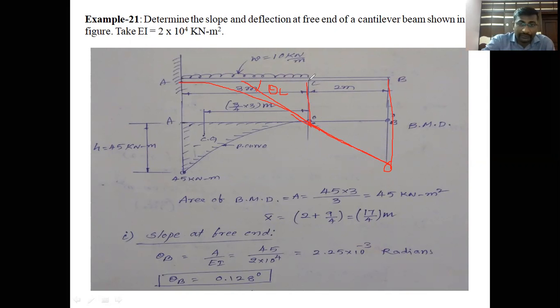So you asked for the deflection at point C, how much it is deflected at this point. So how do we calculate the deflection? With a similar formula, Y C is equal to A X bar by EI. Here the X bar means the distance of the center of gravity from point C. This is 9 by 4.